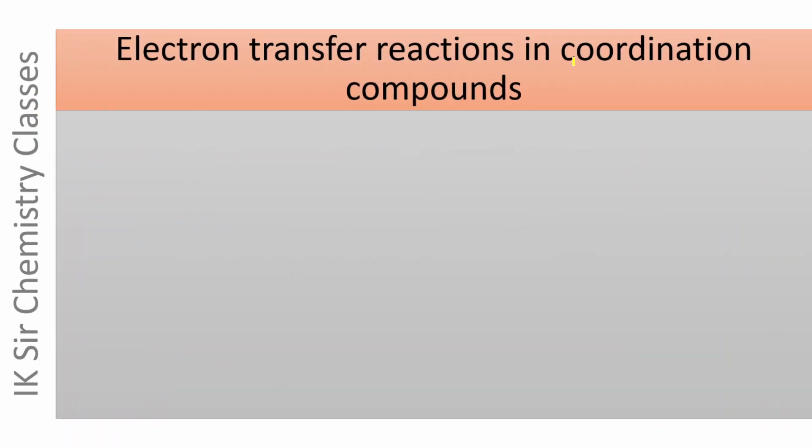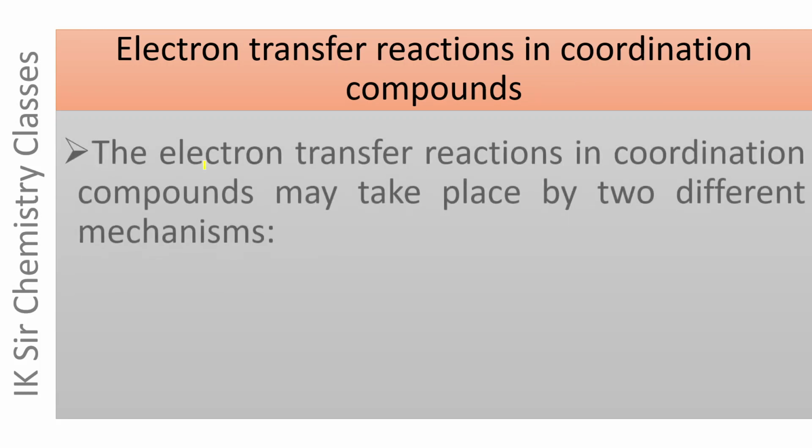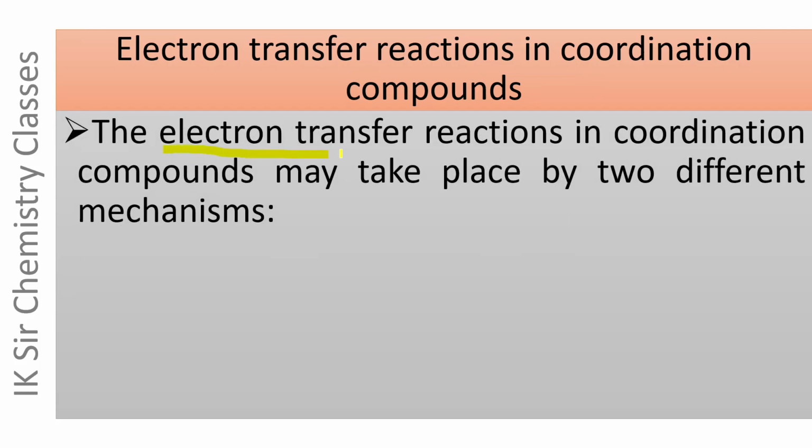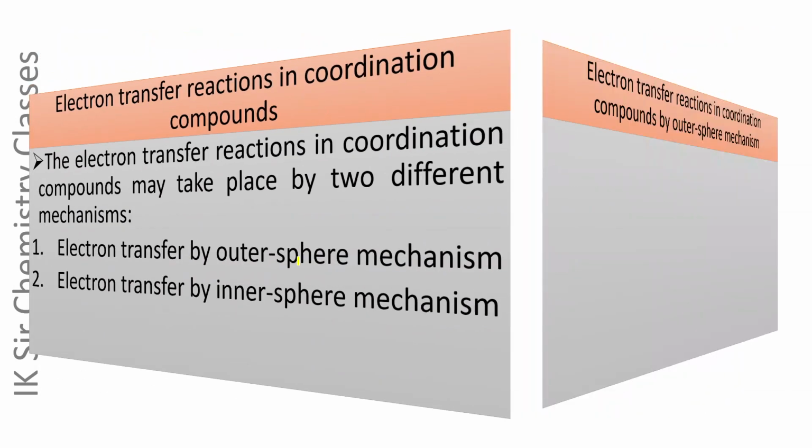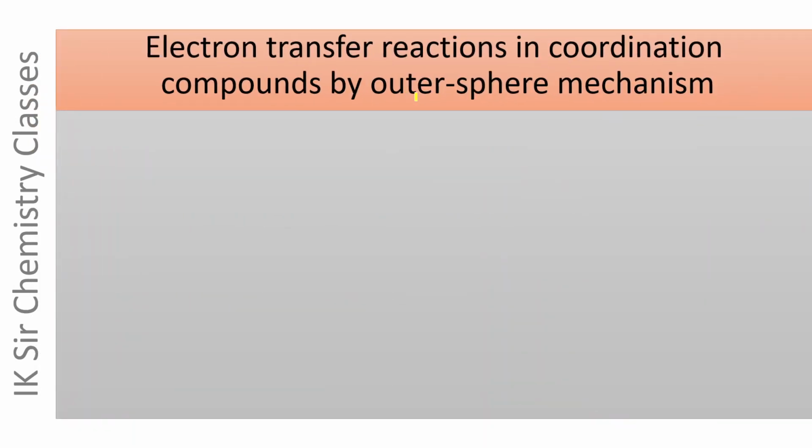Electron transfer reactions in coordination compounds. The electron transfer reactions in coordination compounds may take place by two different mechanisms, and these are given below. Electron transfer reaction by outer sphere mechanism, and the second one is electron transfer reaction by inner sphere mechanism. In this video, we will discuss electron transfer reaction in coordination compounds by outer sphere mechanism.